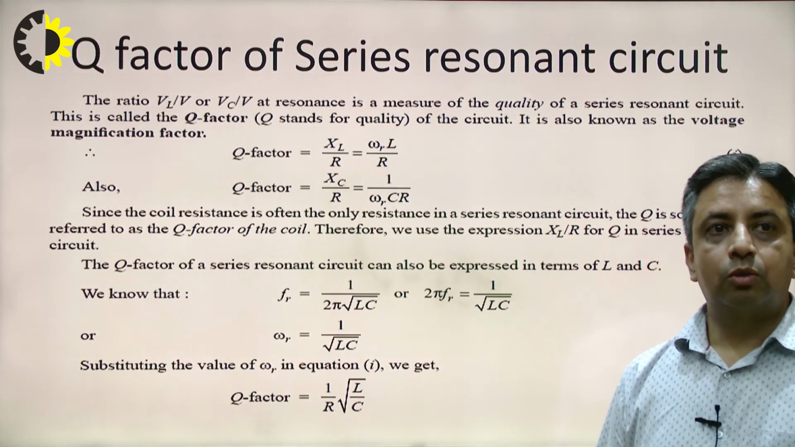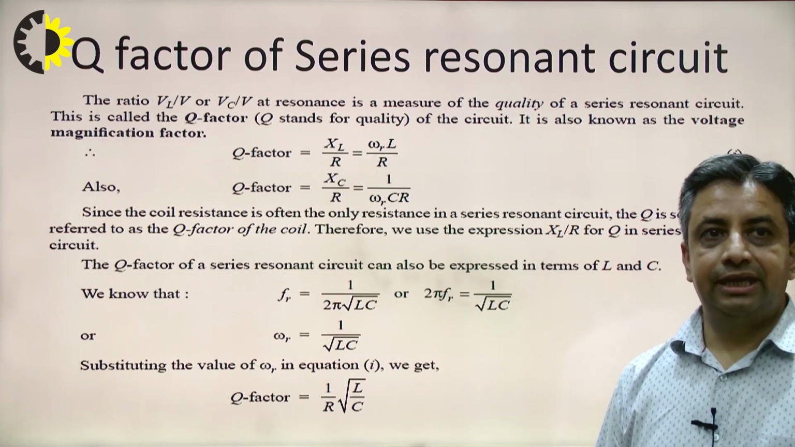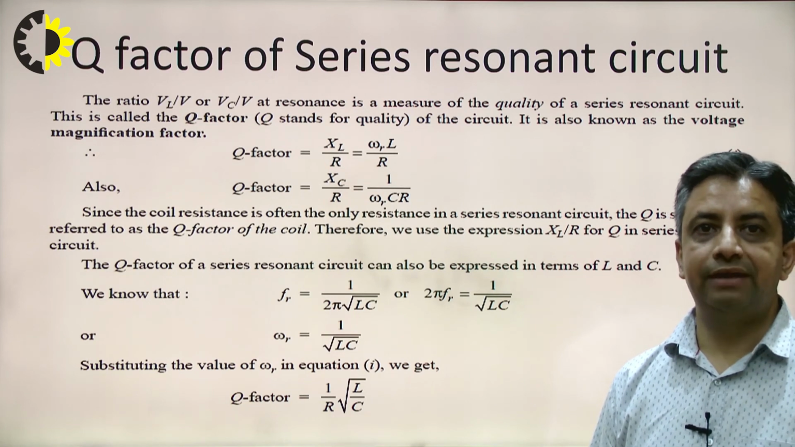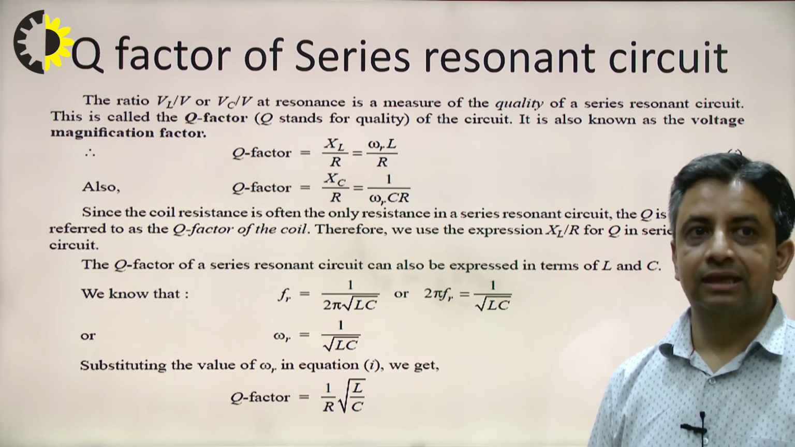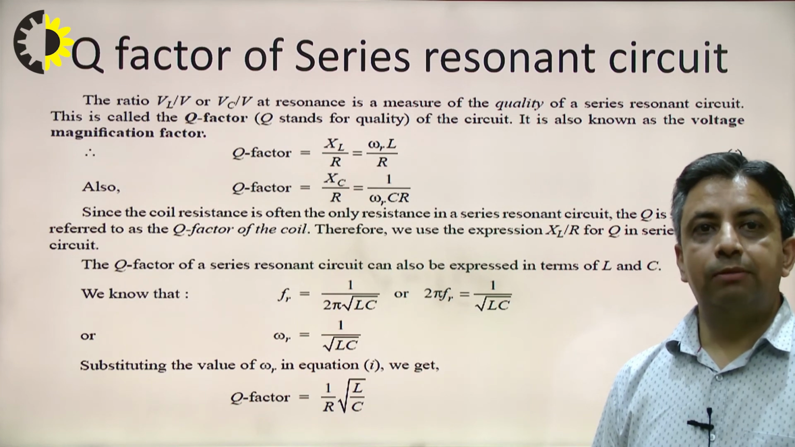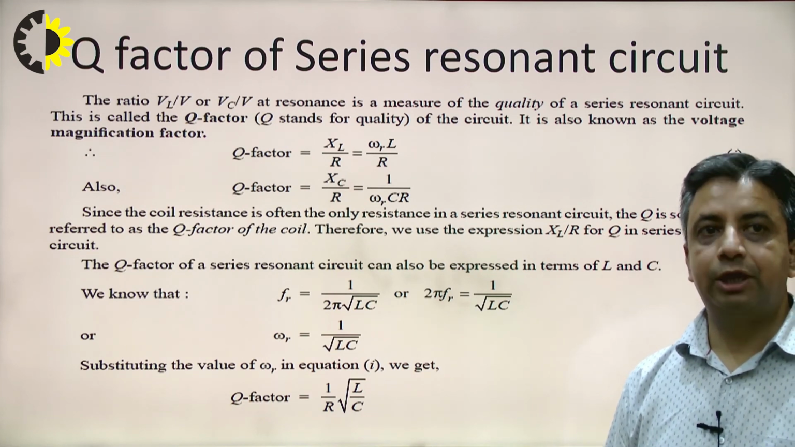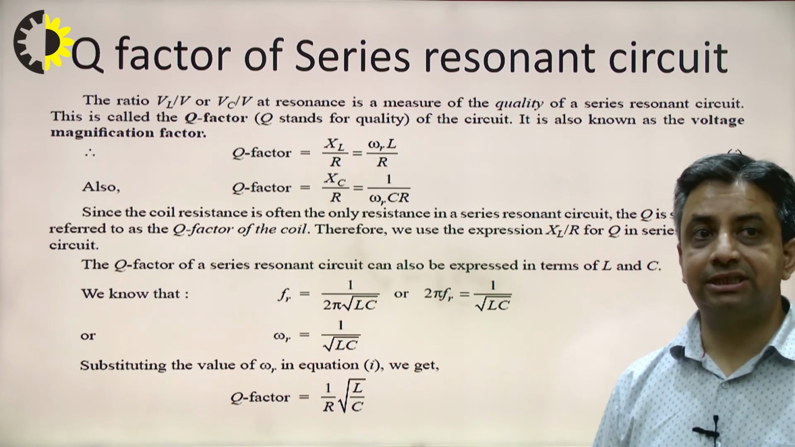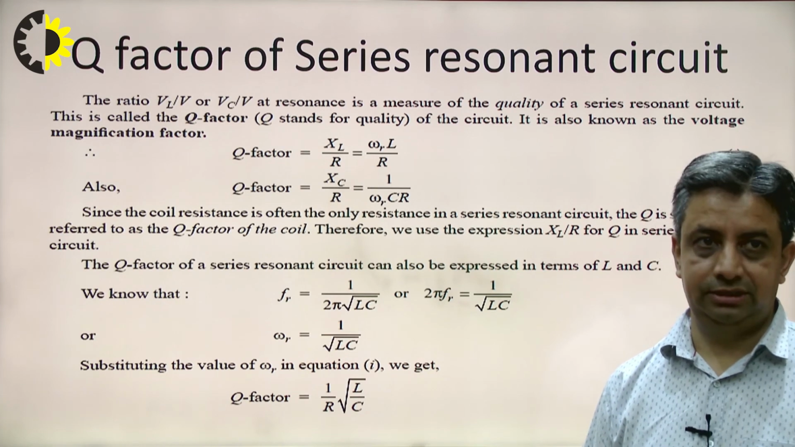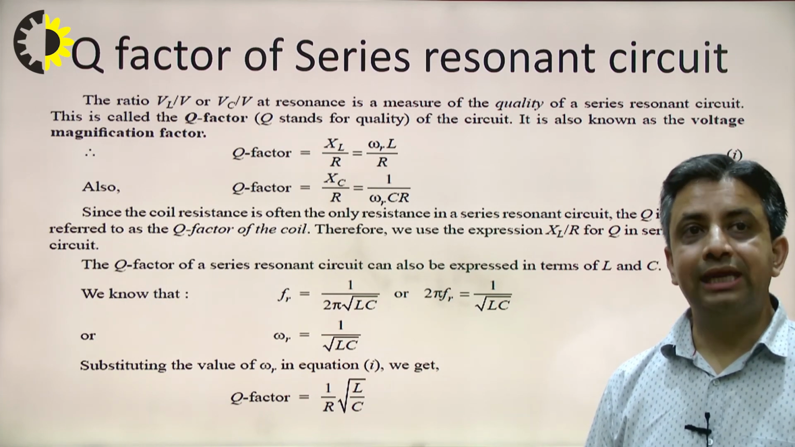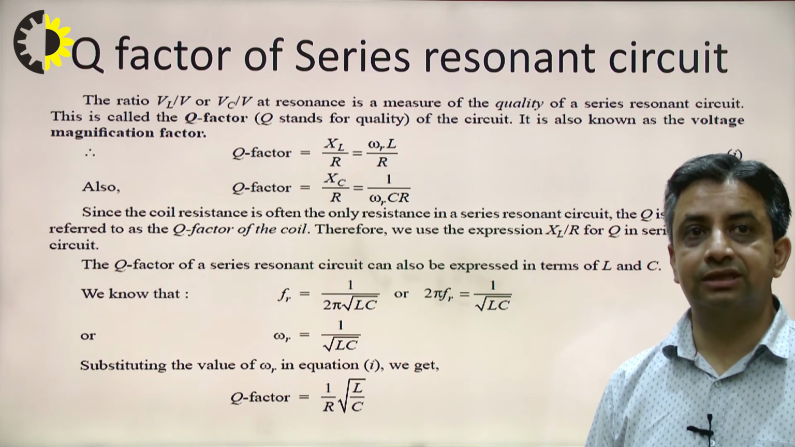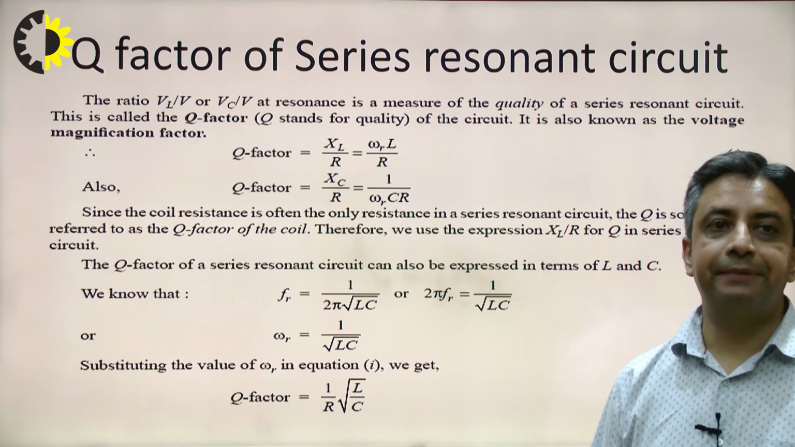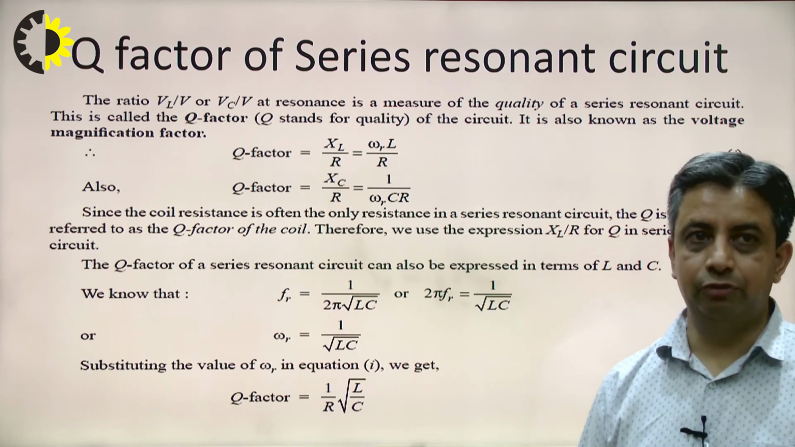Now, coming to the quality factor of a series resonant circuit. Quality factor is defined as the voltage magnification factor in this case. Why is it called the voltage magnification factor? Because it is the ratio of the voltage across the inductor or the capacitor to the supply voltage. It is only under this series resonance condition that the voltage across the inductor or capacitor is many times greater as compared to the supply voltage.